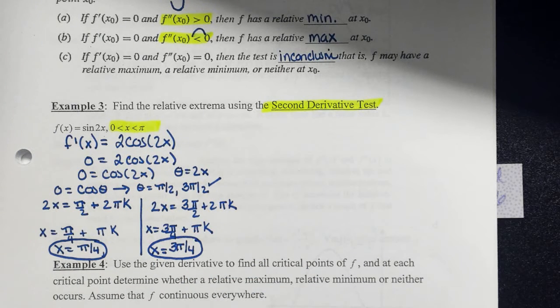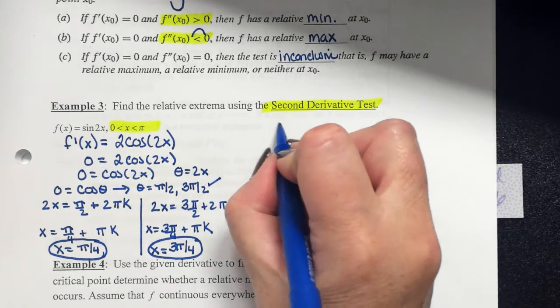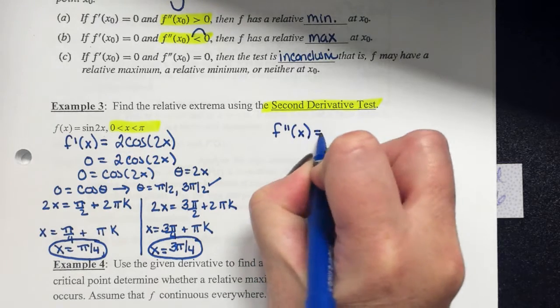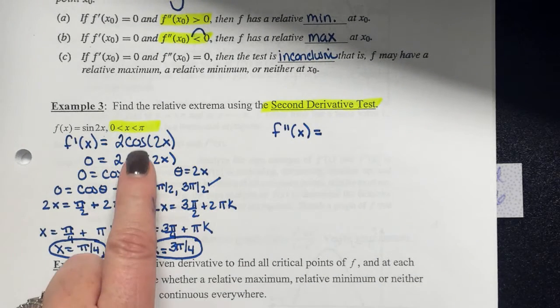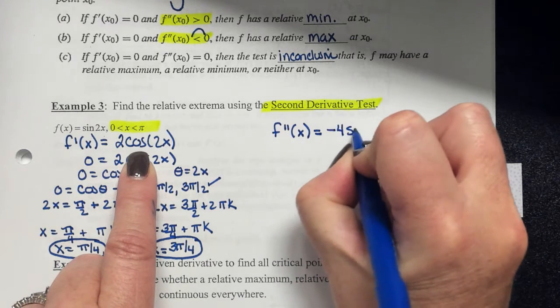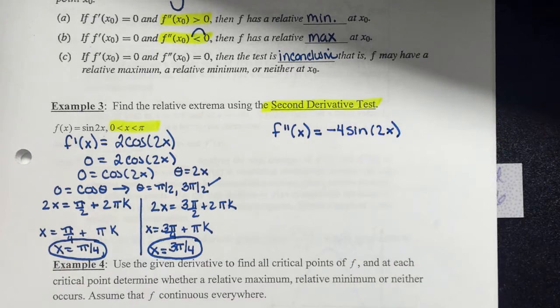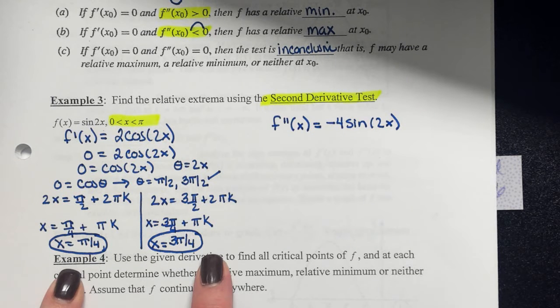So that's where the value of the first derivative is equal to 0. If you are doing the first derivative test, this is where you could set up your number line. You would figure out if it was going to be positive or negative, figure out increasing or decreasing. But the directions specifically say to use the second derivative test. So then I need to now find the second derivative. So what is the derivative of 2 cosine 2x? Negative 4 sine of 2x.